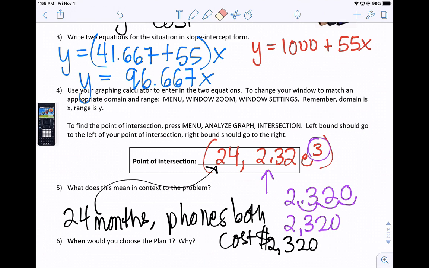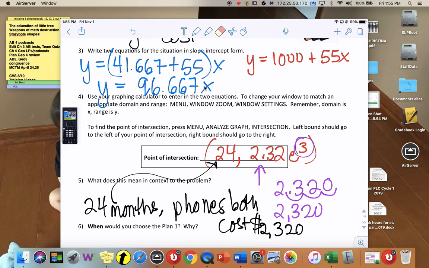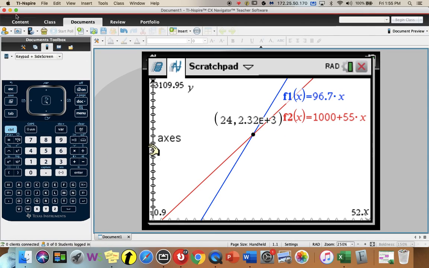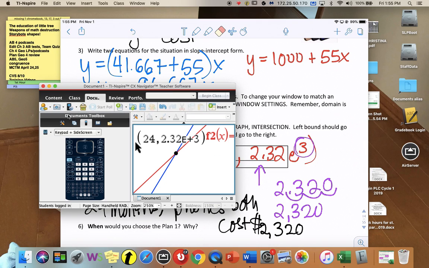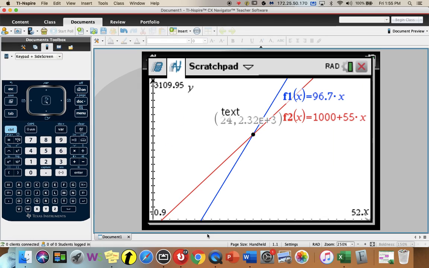When would you choose plan 1? If we take a look again at our graph, plan 1 was the blue one. From 0 months to 24 months, plan 1 is cheaper. At 24 months, they're tied. After 24 months, the second function, where you buy your phone first, becomes cheaper. So if you plan on keeping your phone for more than 2 years, plan 2 is the way to go.